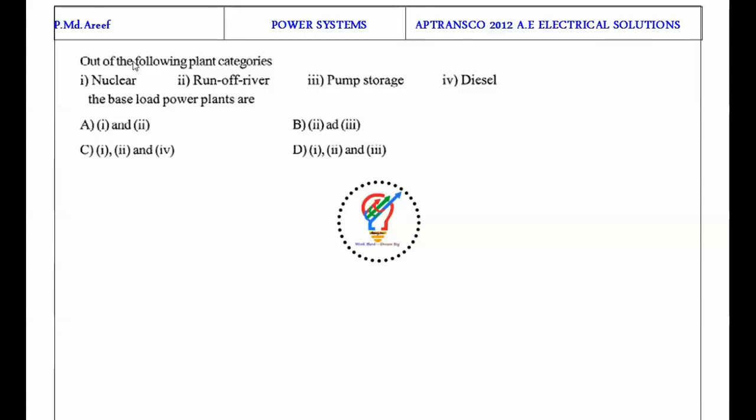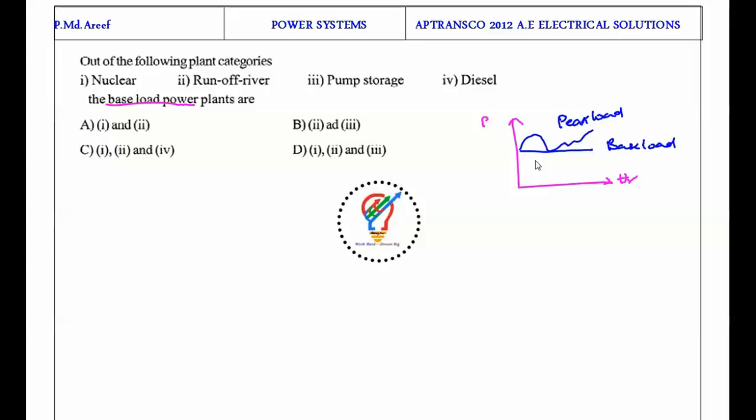The next question is, out of the following power plants, which are the base load power plants? Generally, if you take the power duration curve, with power on one axis and duration in hours on the other, there are two different loads. The first one we can call the base load, and the second one, which increases like this, we can call the peak load.